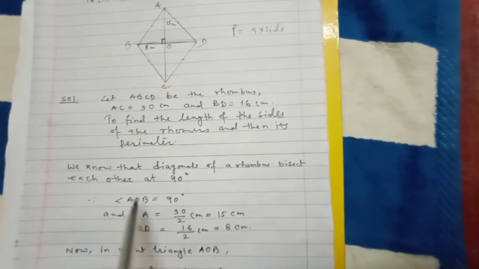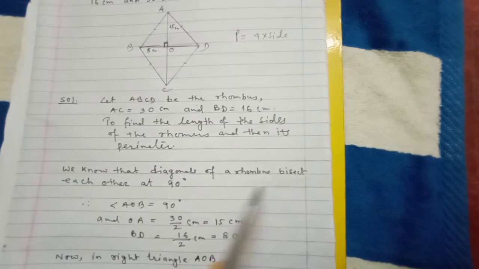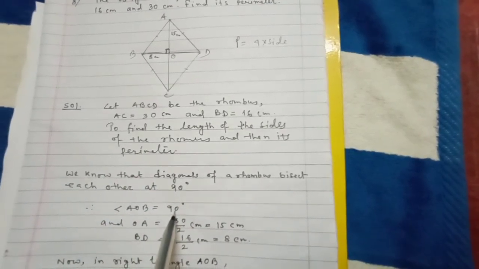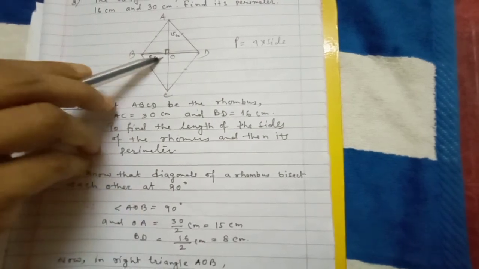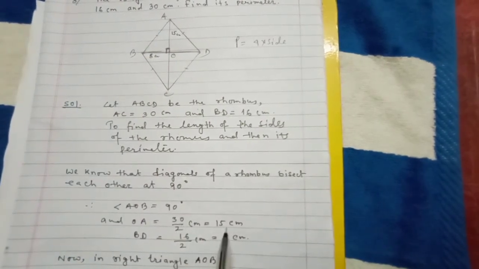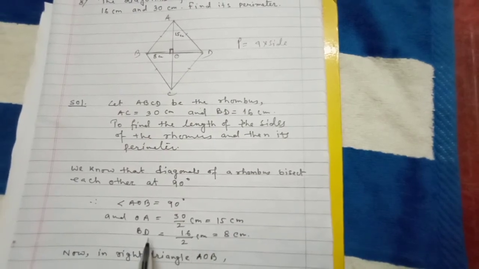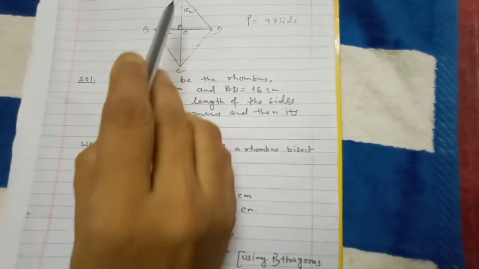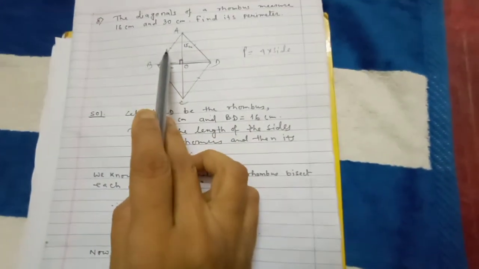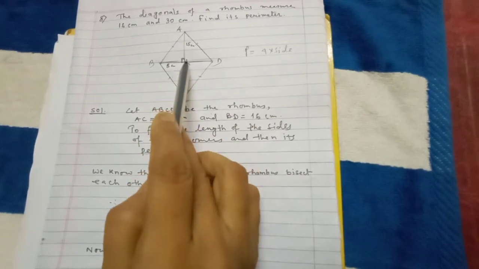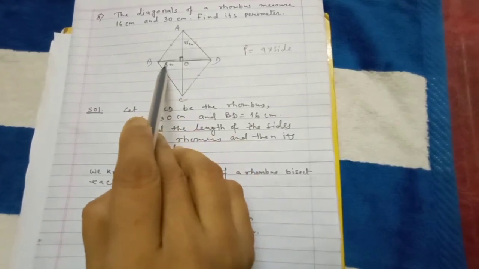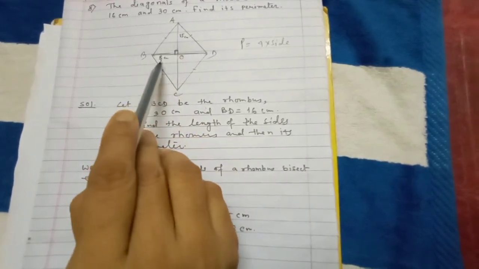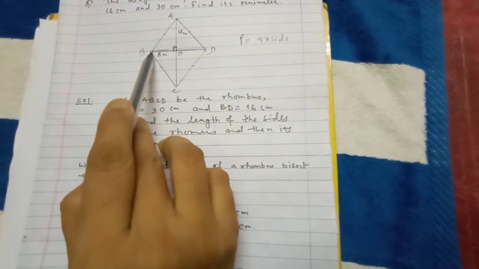Now we know that the diagonals of a rhombus bisect each other at right angle, which I have just explained. Angle AOB is equal to 90 degree, AO is 30 by 2, that is 15 centimeter, and BO is 16 by 2, that is 8 centimeter. Now in right triangle AOB, the hypotenuse is missing. We know the length of the two legs, and the sum of the squares of these two legs is equal to the hypotenuse square, that is 8 square plus 15 square is equal to AB square.